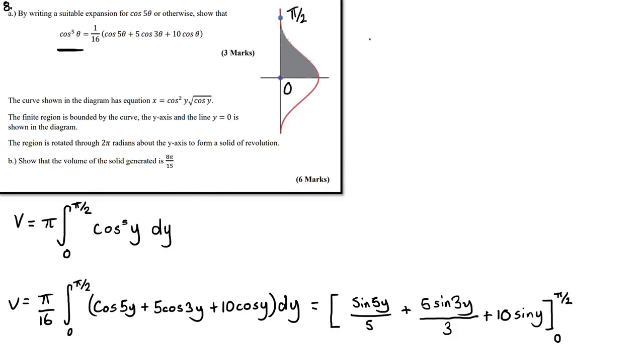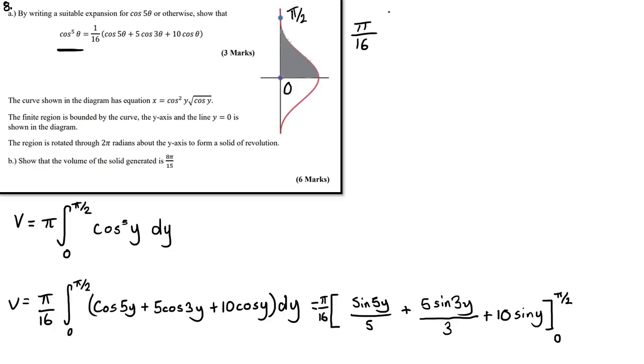So all we need to do now is substitute our limits in. Then we're going to times everything by pi over 16. So this is all times by pi over 16, which I've run out of room for, so I'm just going to plonk it there. Pi over 16 times everything once we put our limits in.